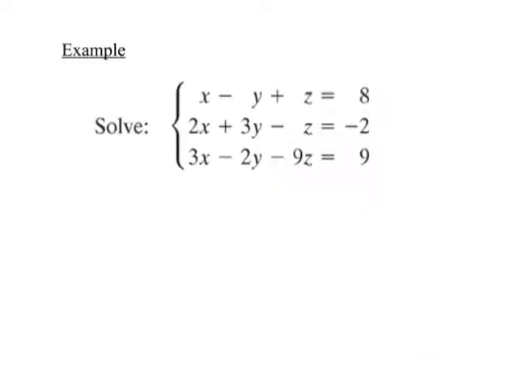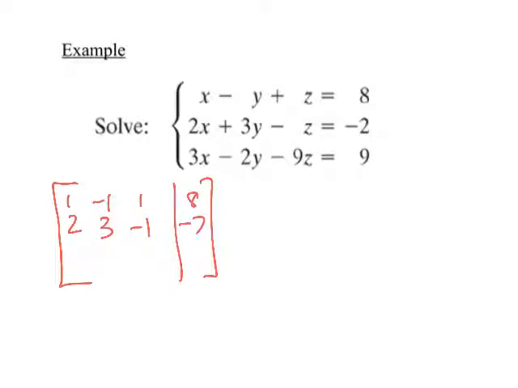Here is another example that we will work through together. So the first thing I'm going to do is write this as an augmented matrix. So 1, -1, 1, 8, 2, 3, -1, -2, 3, -2, -9, 9. Notice that we already have the 1 here. So the first thing we have to do is perform row operations for row 2 and row 3.